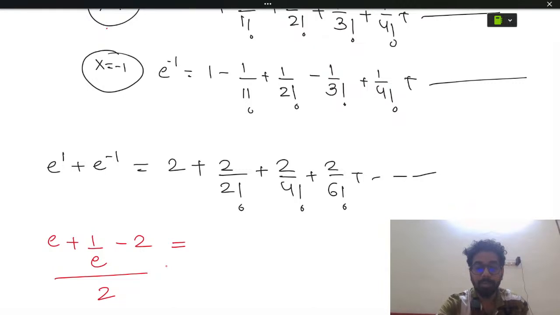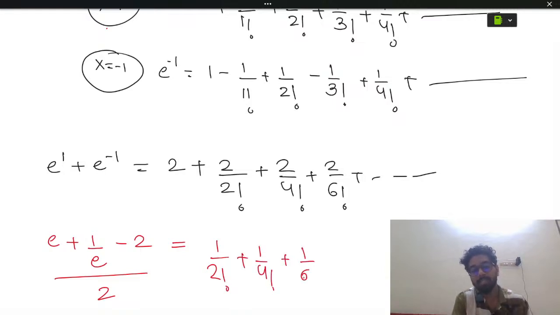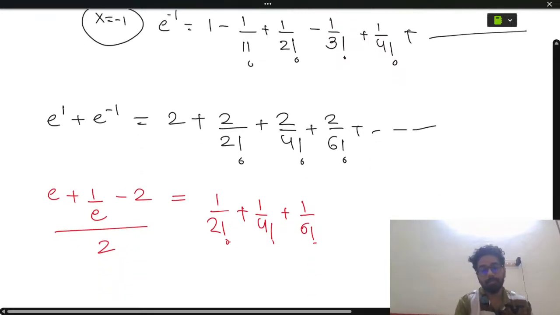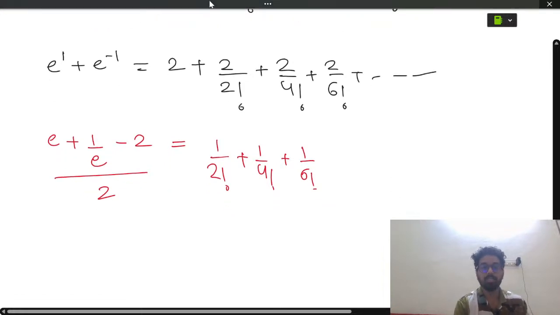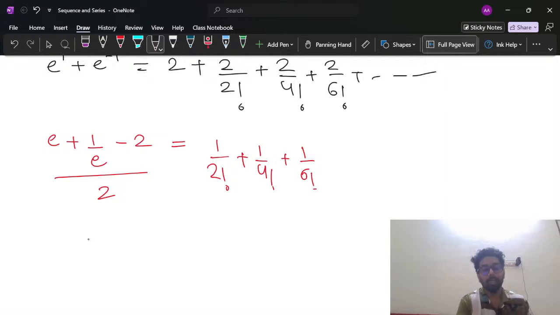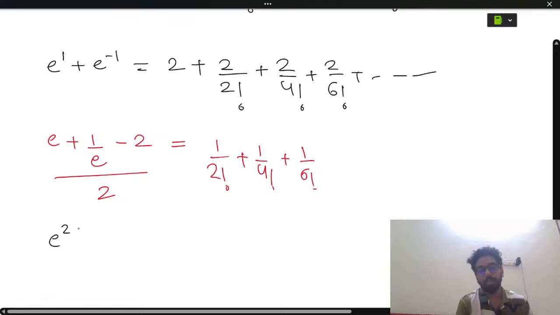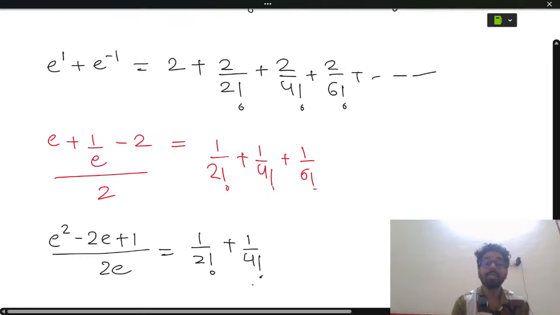Then your expression will be exactly the same: you will have 1 by 2 factorial, 1 by 4 factorial, 1 by 6 factorial. That's what you will get. Now if you solve this, you are going to have e square minus 2e plus 1 upon 2e, right, equal to 1 by 2 factorial plus 1 by 4 factorial plus 1 by 6 factorial, and so on.